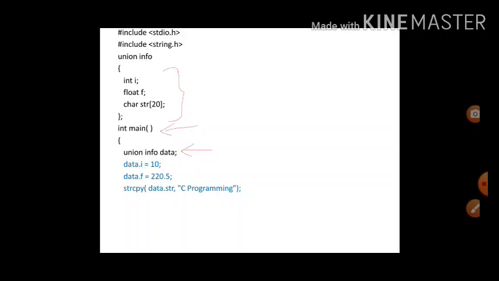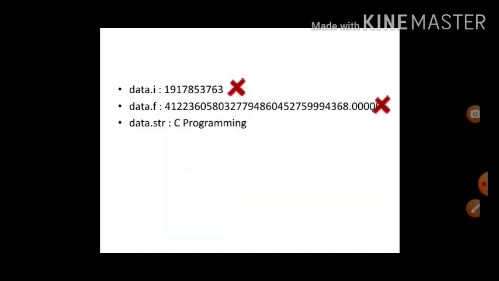Now let us print it one by one. printf data.i, printf data.f, and printf data.str. Now let us check what is the output of this program. This is the output you will be getting. You will get some garbage value for your integer, you will get some other garbage value for your floating point number, and the last one, the string, is showing properly.